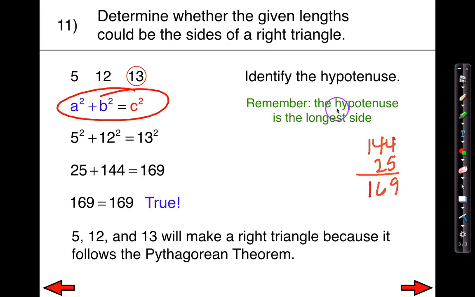Okay. On your homework, what you're going to be expected to do is to say, is it going to create a right triangle or is it not? And then you're going to be asked to explain why. What I'm looking for you to write down is this statement right here.